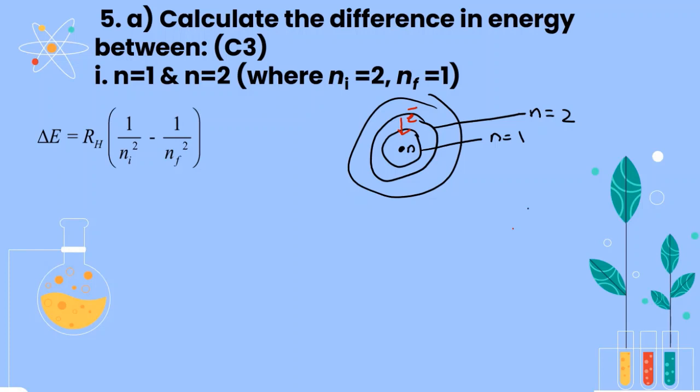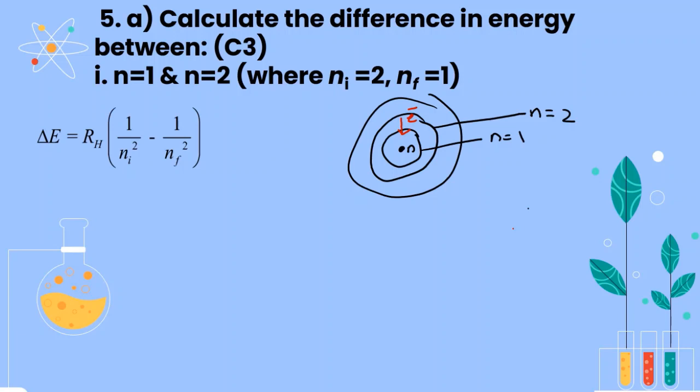So that's why you have to calculate the energy difference. Here is the formula that we have covered in order for you to calculate the difference in energy between the two energy levels. Remember, there is only one electron, but there are two energy levels. That means the electron moves from one energy level to another energy level.